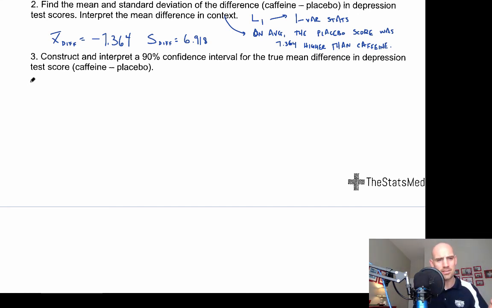Our plan is to state that the mean is equal to the mean difference. The plan is to do this one sample T interval. Let's do the do here. Let's actually just do it.